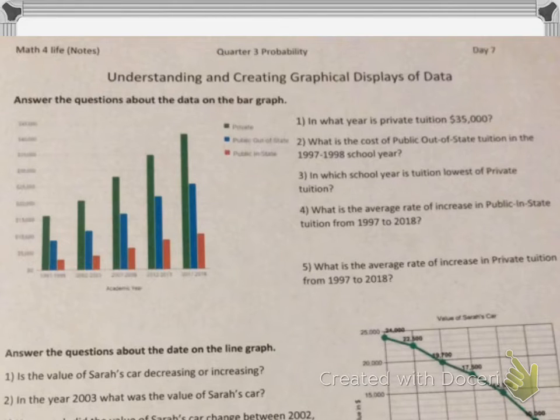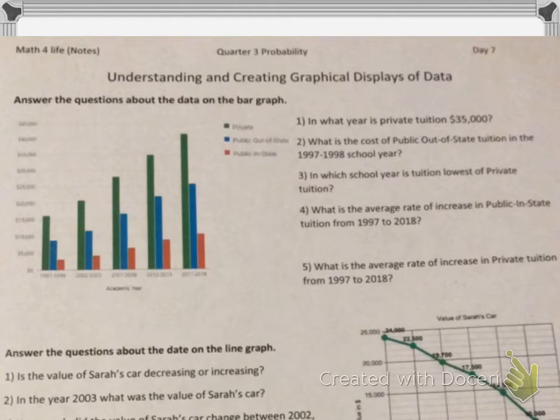All right, this note-taking guide today is for a Math for Life class. We're in the probability unit, and this is day 7. Today we're talking about understanding and creating graphical displays of data. So what we're going to do today is look at a whole bunch of different kinds of graphs, and we're going to just answer some questions about them.